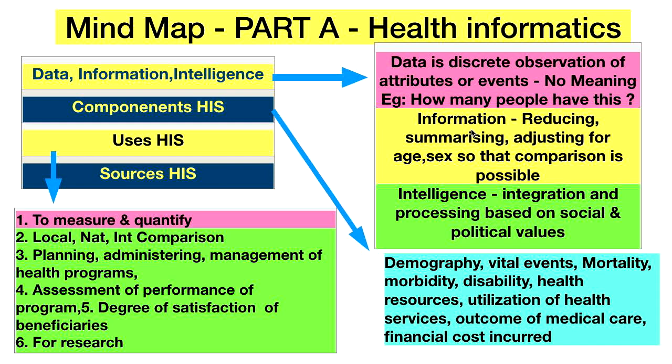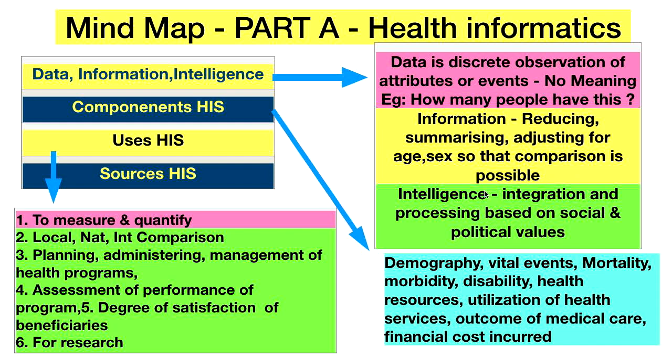Suppose you summarize and you derive meaningful information out of the data. For example, with that same 10,000 people whose height is with you, you classify them into those who are tall, above 180 centimeter, those who are medium height, between 150 to 180 centimeter, and those who are short, below 150 centimeter. Then it becomes information. Information is reducing, summarizing, adjusting for age and sex so that comparison becomes possible. Still you will not get meaningful information out of it.